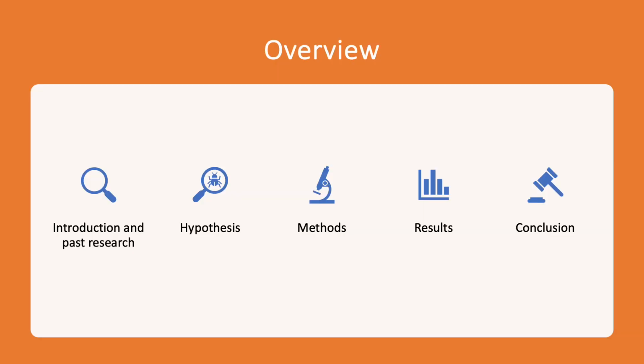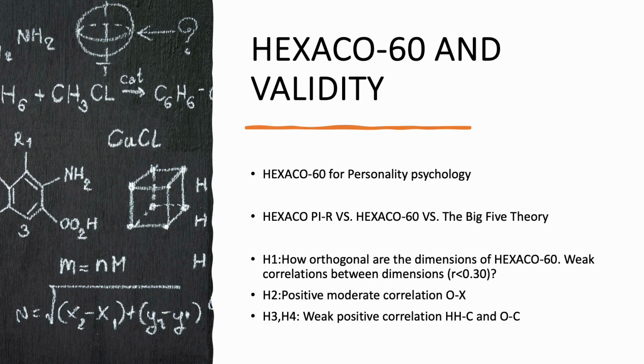An overview of our topic today: we're going to go into the introduction, look at past research, tell you my hypotheses, show you the methods, go over the results, and eventually talk about a conclusion. Based on the Big Five personality theory, Ashton and Lee developed the HEXACO personality inventory.